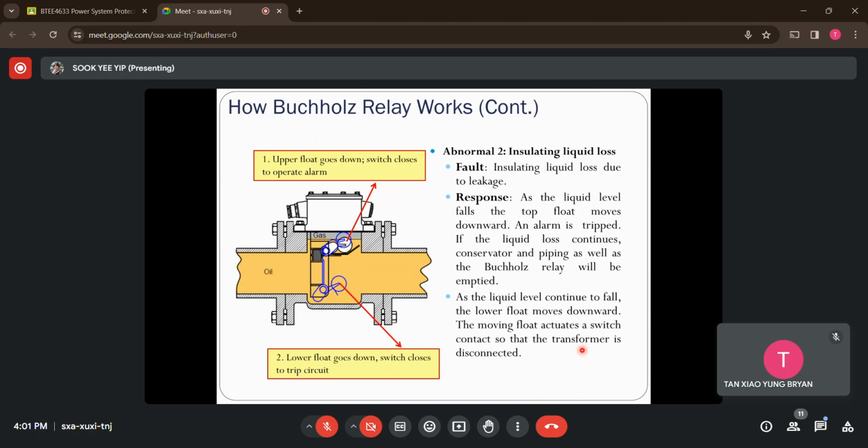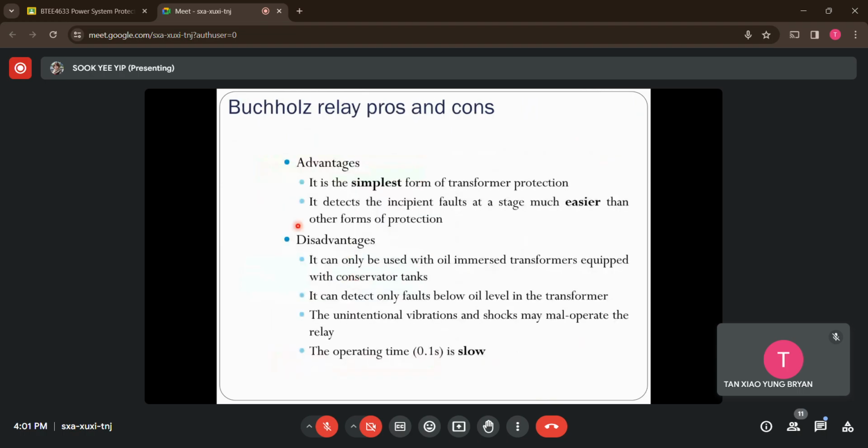So that's how the Buchholz relay works. It operates based on the oil levels within itself to detect abnormalities, by using the movable fluids. Okay, so now let's see what are the pros and cons of using the Buchholz relay.